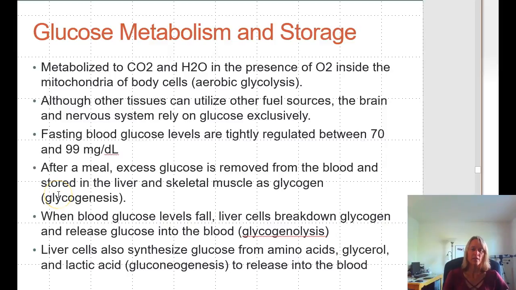After a meal, glucose is removed from the blood and gets stored in the liver and skeletal muscle as glycogen. And this is referred to as glycogenesis. And this is in response to insulin. When blood glucose levels fall, liver cells can break down that glycogen and release glucose into the blood. This is called glycogenolysis. Liver cells can also synthesize glucose from amino acids, glycerol, and lactic acid, and this is referred to as gluconeogenesis.